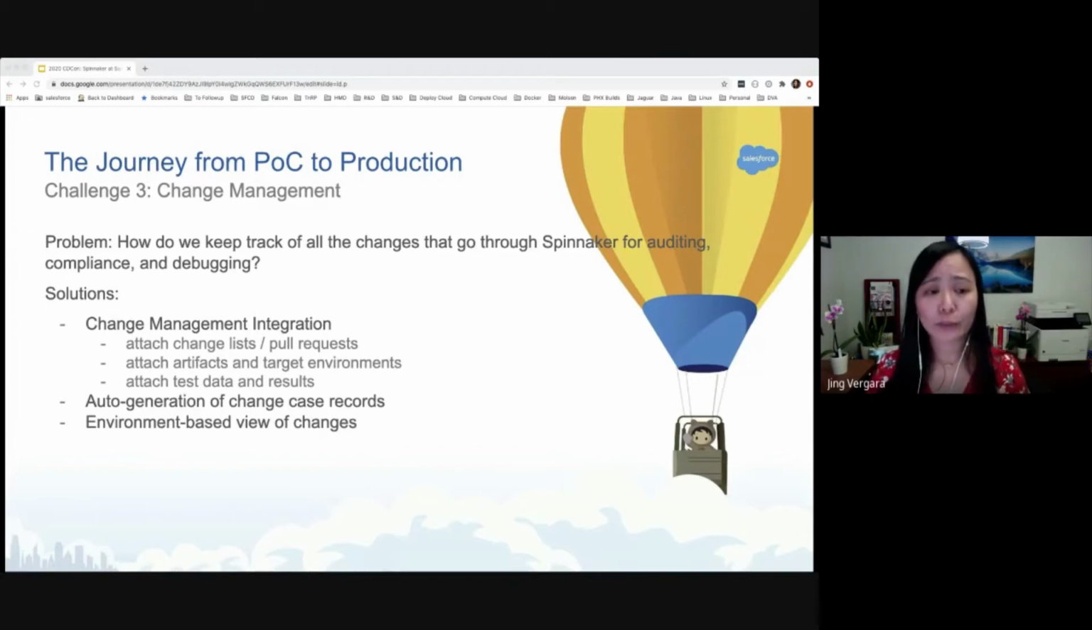In there, we attach all the change lists or pull requests for a particular change. We include a deployment manifest that, again, includes the artifacts and the target environments. We also attach test data and results. We also pre-generate all the change case records for the different service owners so that they don't have to build these change case records manually. It especially gets very hard if we're talking about hundreds to thousands of environments that we need to deploy to.